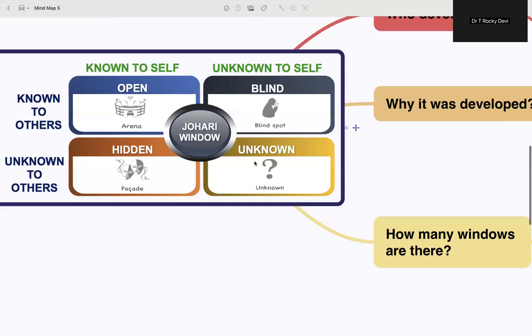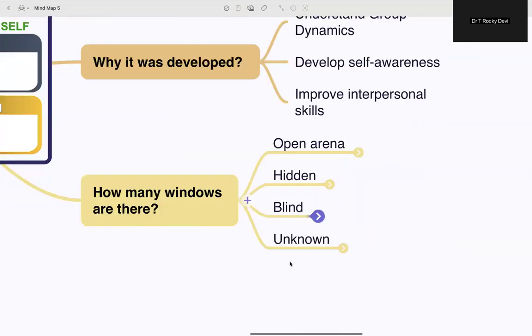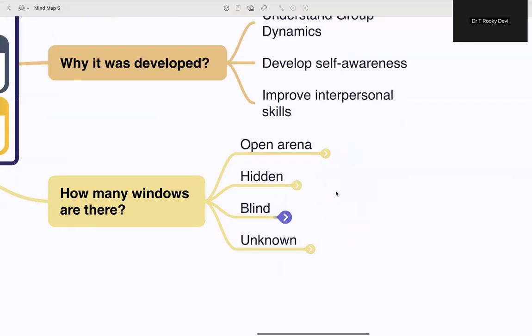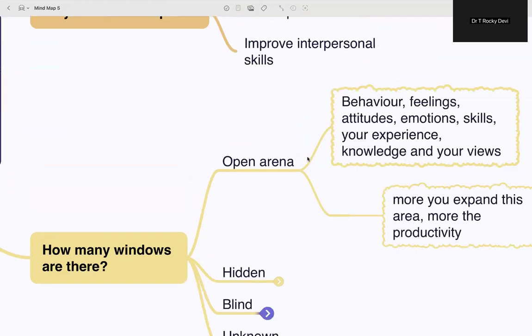And a certain part of the window is called unknown, where neither you know nor others know about you. That part is called unknown. So let us try to understand what exactly this open arena is.